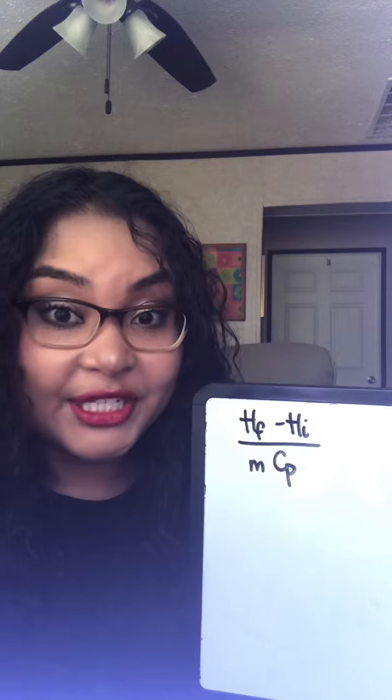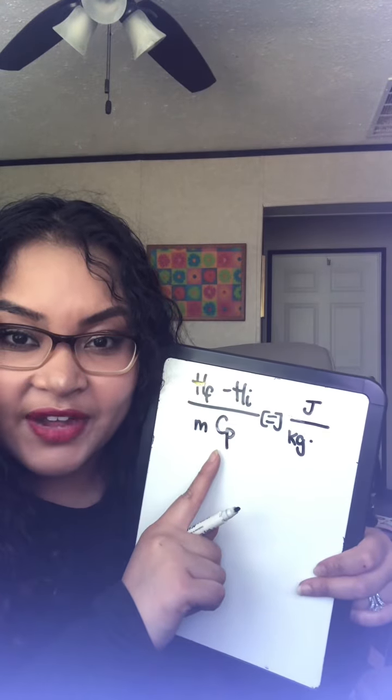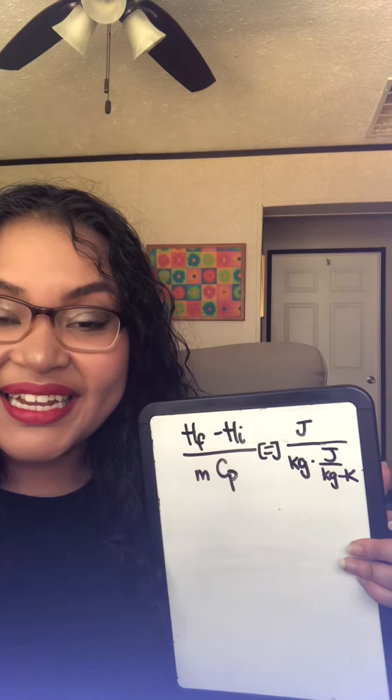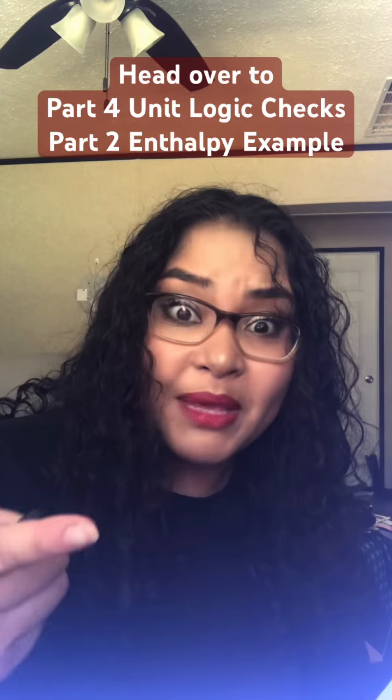Enthalpy is a form of energy, so that will be joules. Mass has a unit of kilograms. CP is a constant like the R value. We have to actually search this one up. In this case, CP will have units of joules per kilogram Kelvin. Now this can get kind of wonky. There may be a part 2 to this.